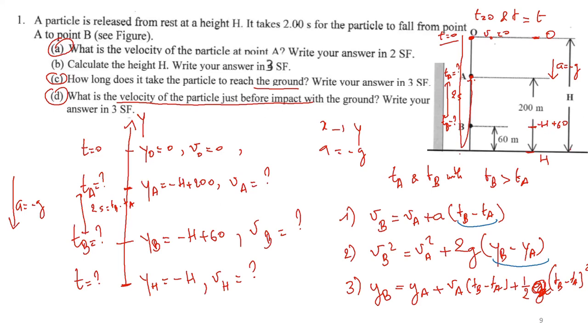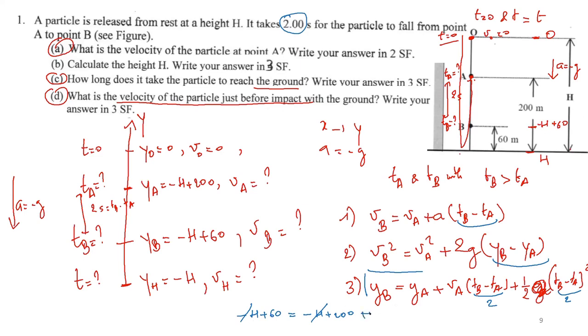Okay, so here's the key information: this here, 2 seconds. So I will use this formula here. Why? Because I know TB minus TA is 2 seconds. But also I know this: YB is equal to what? YB is minus H plus 60, YA is minus H plus 200. You see that minus H goes away.